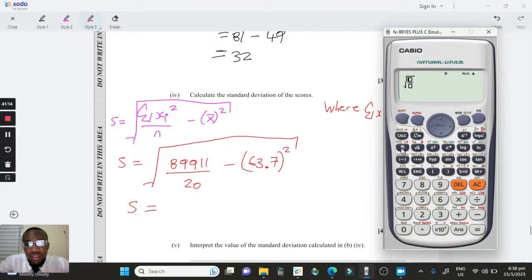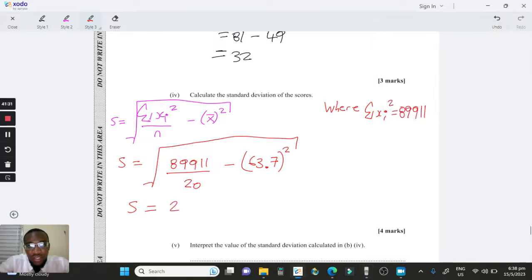Square root fraction 89911 over 20 minus, this is now open bracket 63.7 close bracket and we square it. I'll work that out and that is 20.9. So this is 20.9. That's the standard deviation.